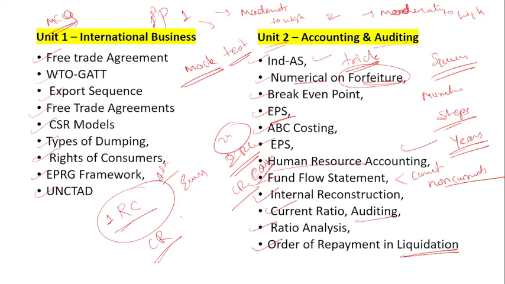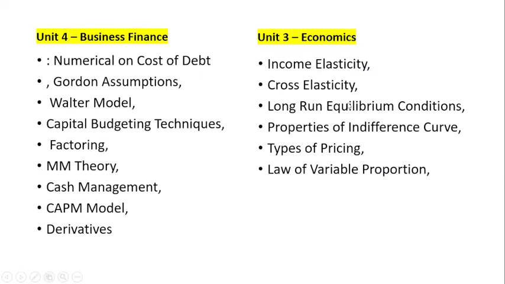Okay, now the next one, that is unit number 4, that is business finance. From business finance there are also numerical questions on cost of management, Gordon assumption, Walter model. These are the models exactly asked in shift 1 and shift 2 also. Okay, then the capital budgeting techniques, factoring, theory, cash management, CAPM, derivatives. So these are all the topics we have covered in our class.